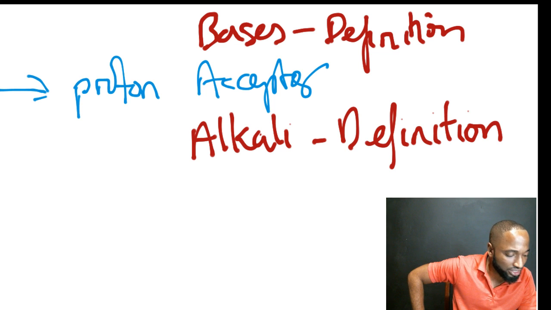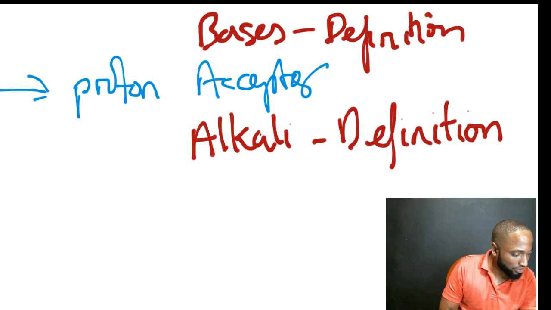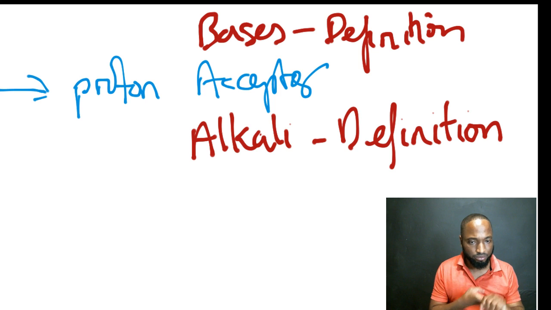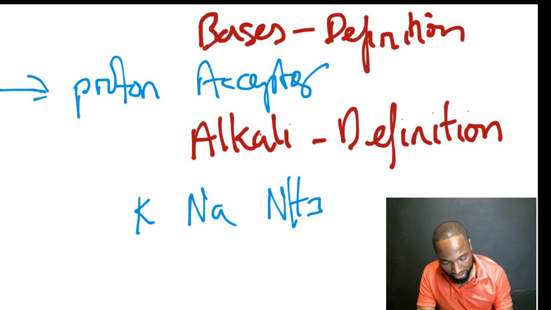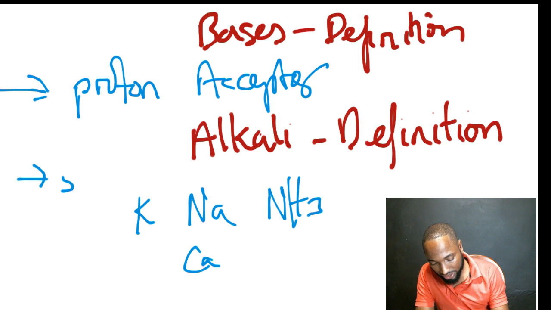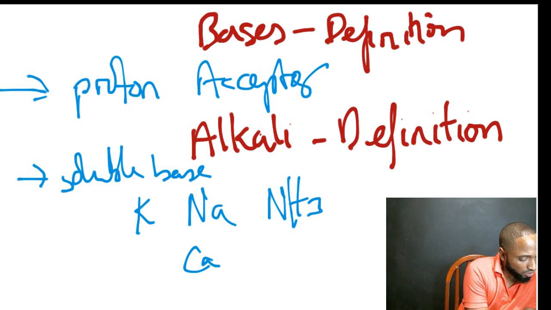An alkali is a little different: an alkali is a base which dissolves in water, a soluble base. Alkalis are potassium hydroxide, sodium hydroxide, ammonia, and kinda calcium hydroxide. The big three are potassium, sodium, and ammonia. I'll put the definition as a base that dissolves to form salt and water.